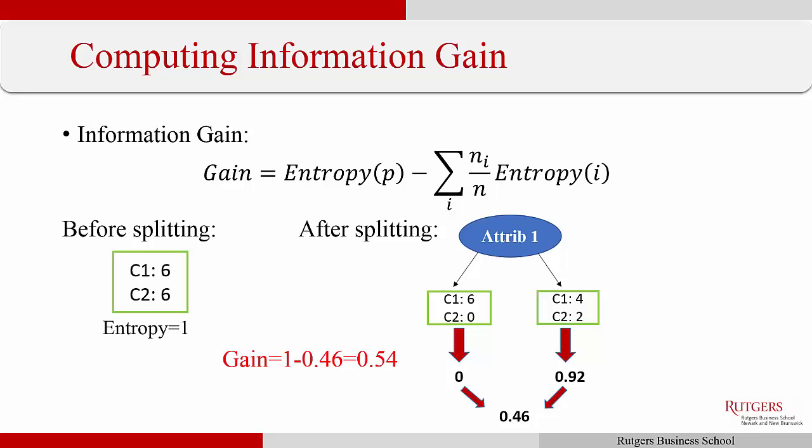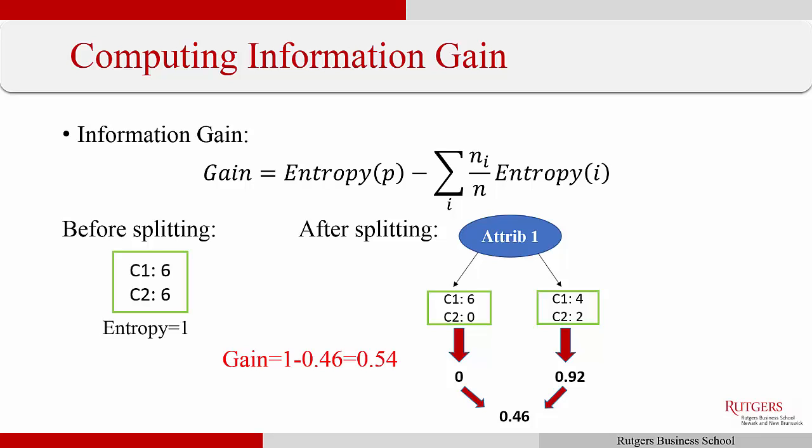For example, we have 12 records before the splitting, and 6 of them belong to class 1 and 6 of them belong to class 2. So it is a 50-50 situation. The entropy should equal 1. We use attribute 1 to split it. So after the splitting, we have 2 nodes.